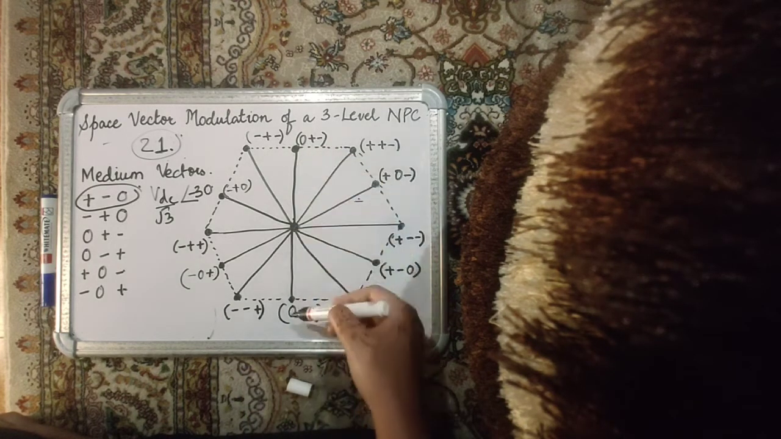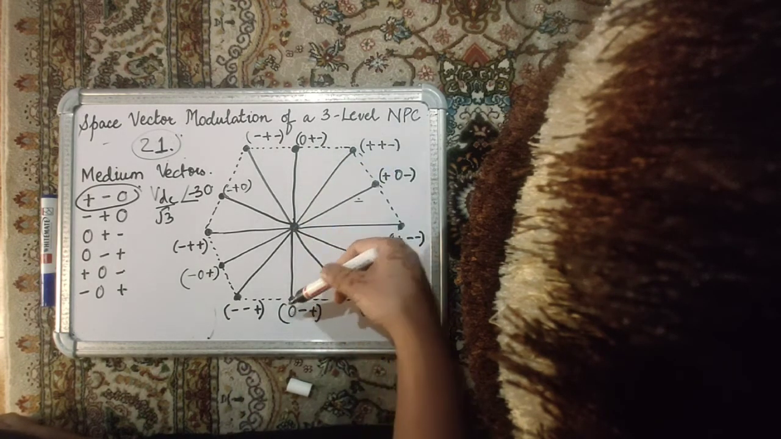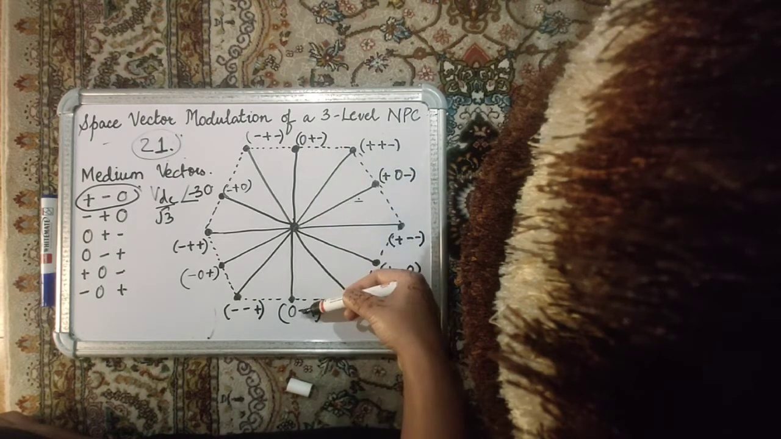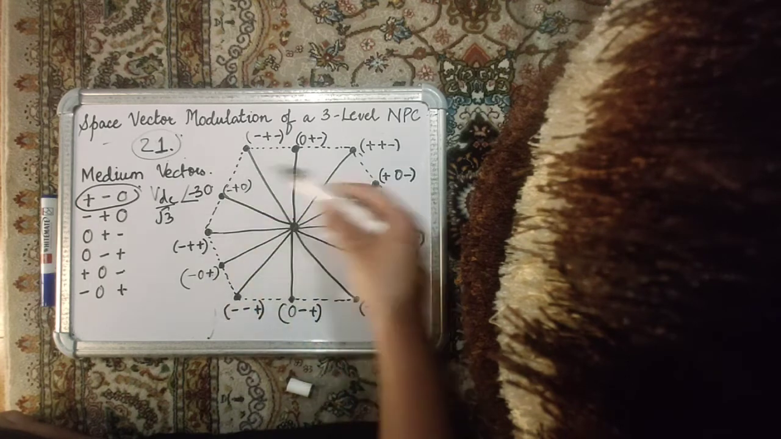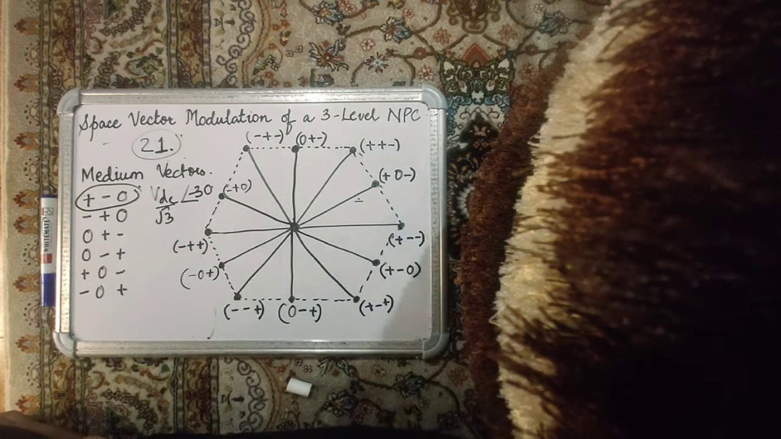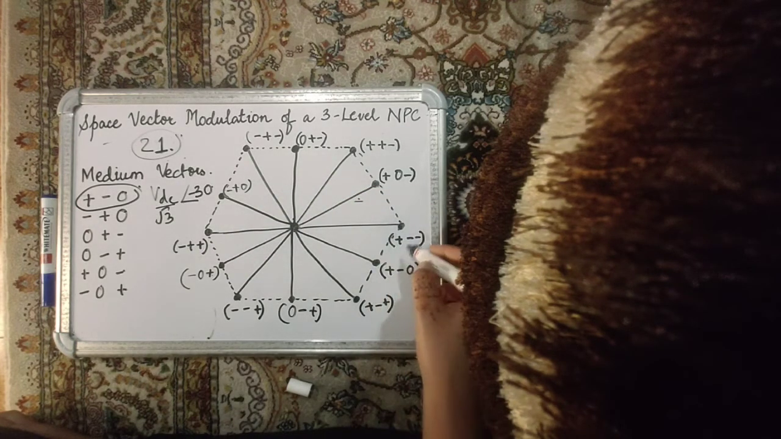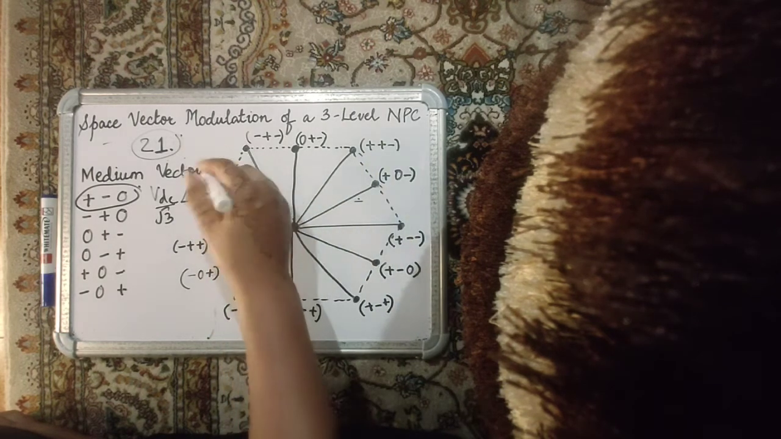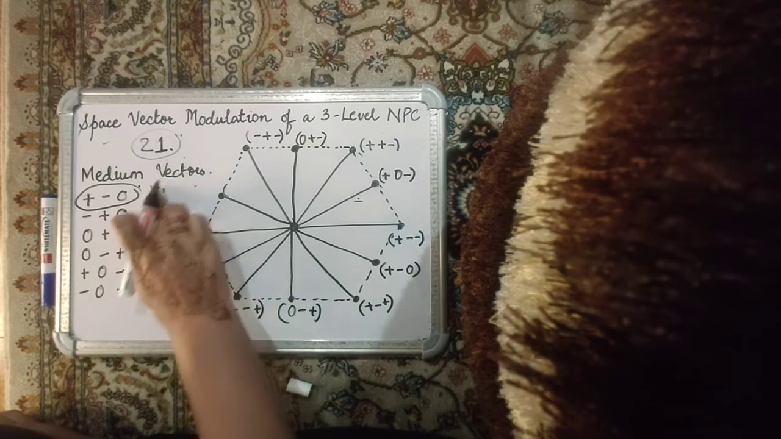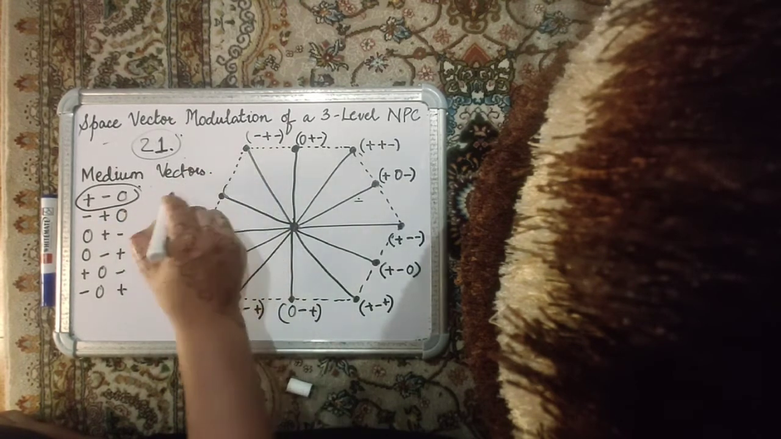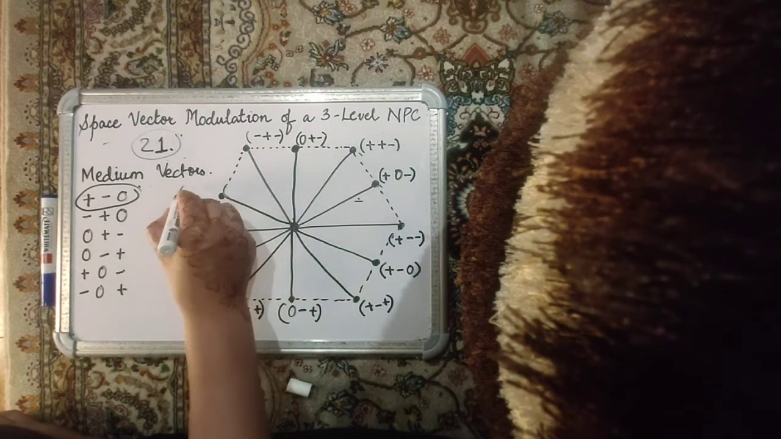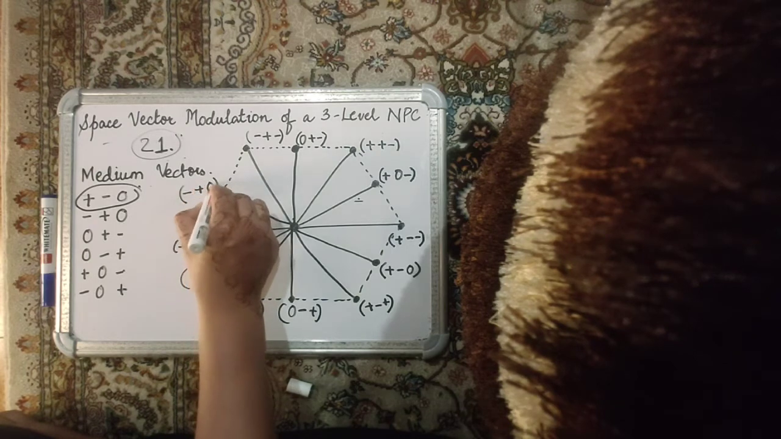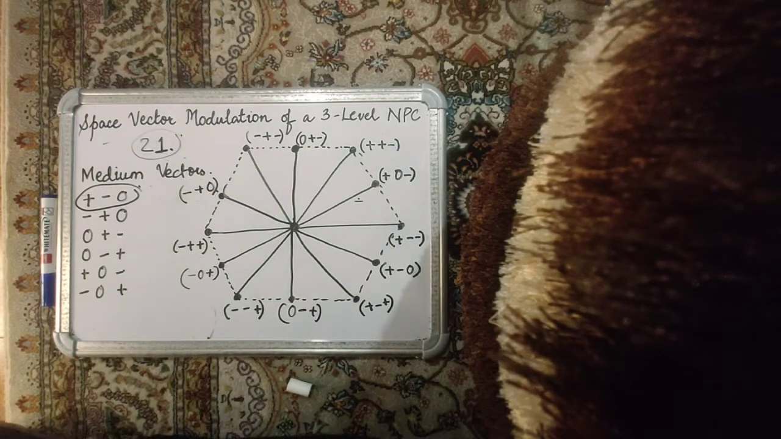If you see opposite, the 0 remains at 0, the plus becomes minus, and the minus becomes plus. So there are some symmetries. There are always some symmetries involved in space vector diagrams. Okay, and then I think we have labeled all of these. Yeah, so this one over here is the medium vector minus plus 0. So all the medium vectors are also labeled.